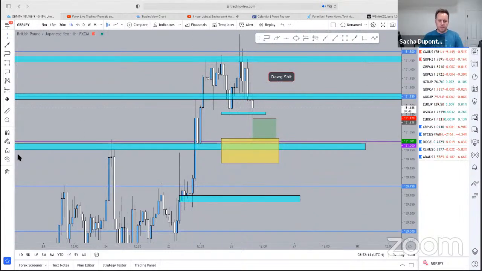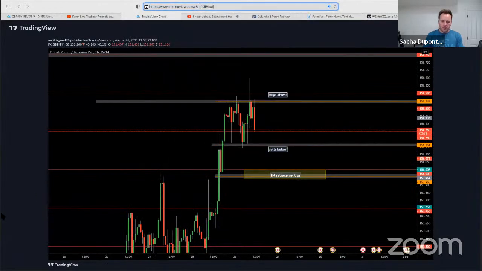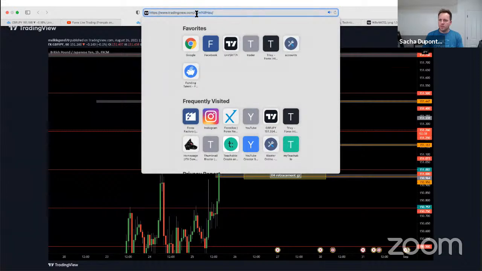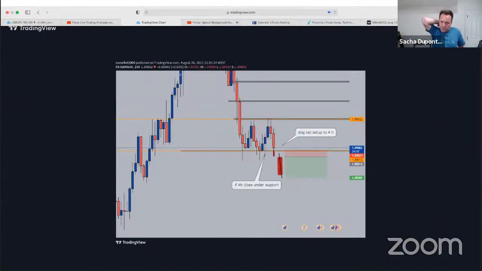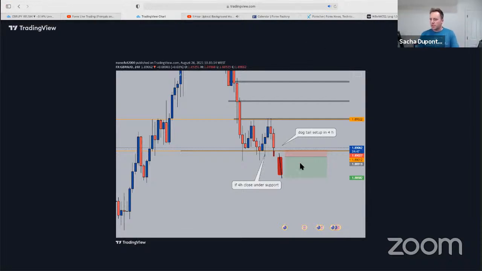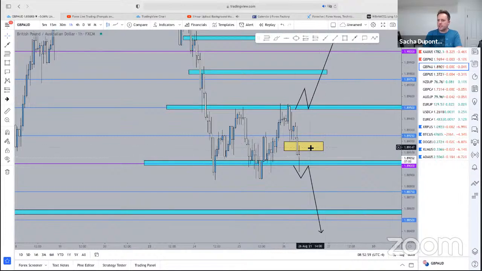Oh, here we go, Nuno. Now I see your chart. Perfect. So let's take a look. So this is Nuno's chart. Trade idea for GA 4 hours. Ducktail setup in H4. If H4 closes under support, yeah, that would make sense, to retest this low here to the left. But I'm expecting, to be honest, G to react to this area here and start pushing back up.